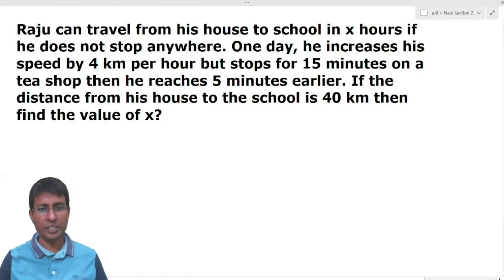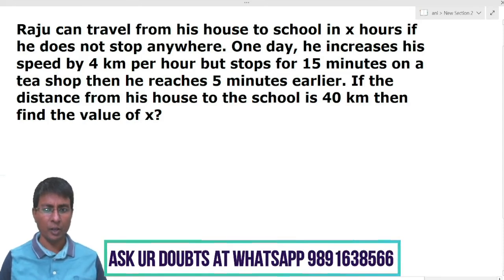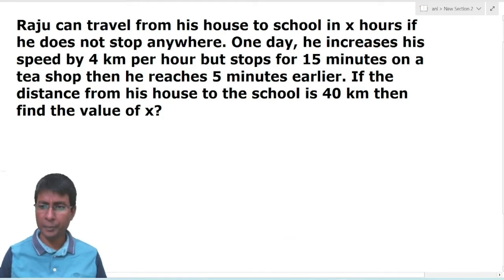Raju can travel from his house to school in x hours if he does not stop anywhere. One day he increases his speed by 4 km per hour but stops for 15 minutes at a tea shop, and then he reaches 5 minutes earlier. If the distance from his house to school is 40 km, then find the value of x.